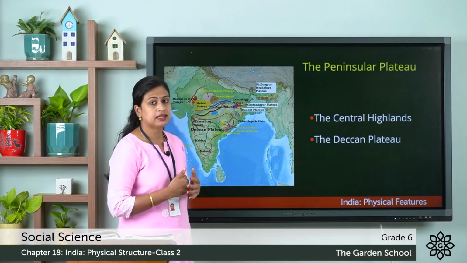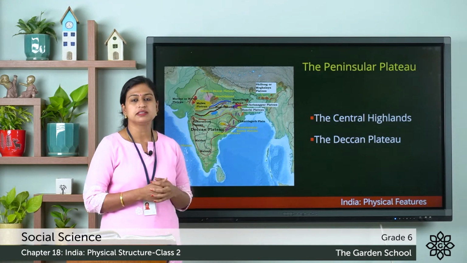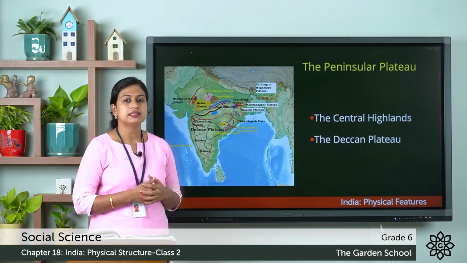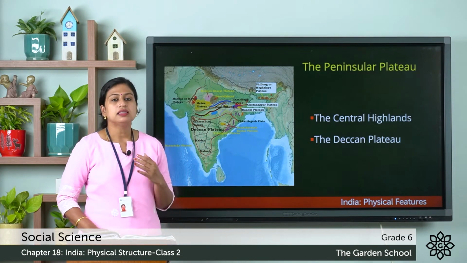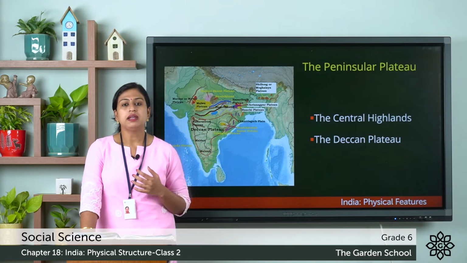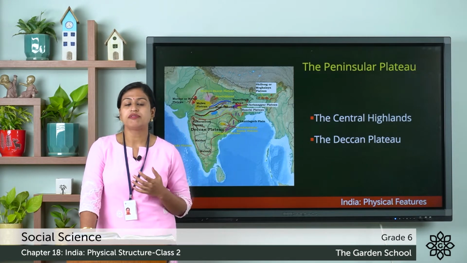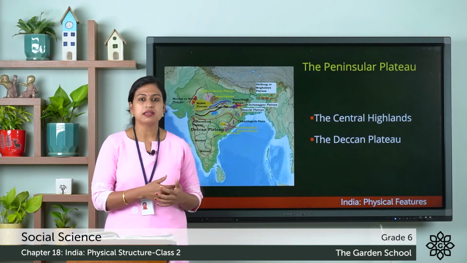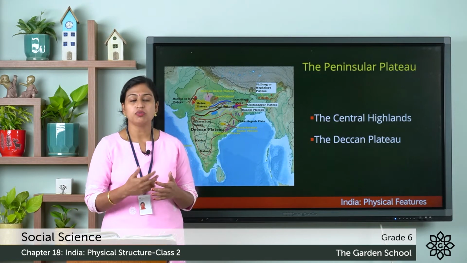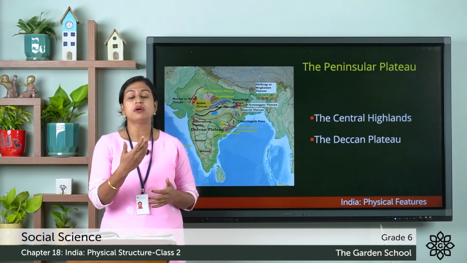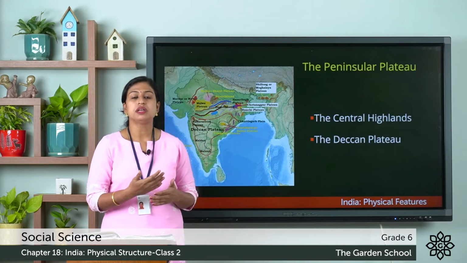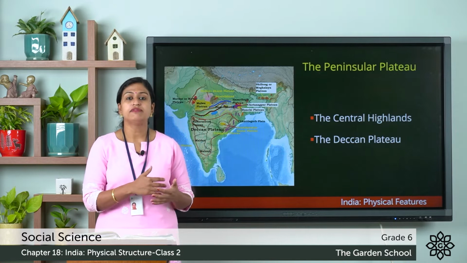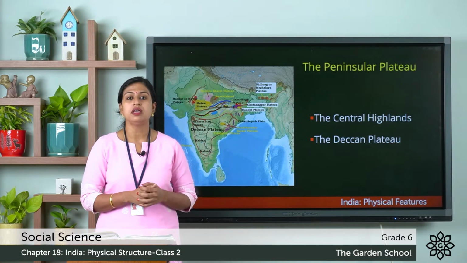Next one is the Deccan Plateau. As we have discussed, the southern part of the Peninsular Plateau is known as the Deccan Plateau, and it is made up of igneous and metamorphic rocks. Here, volcanic activity in the past caused the molten rock inside the earth to flow out. When it comes out, it is known as lava, and this lava cools down and forms a lava sheet on the surface.